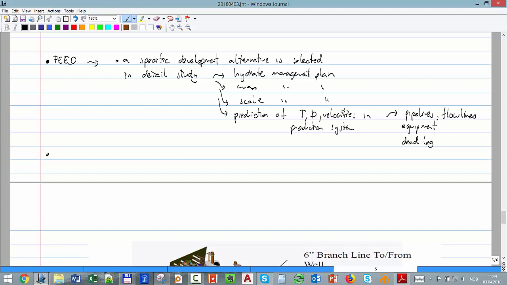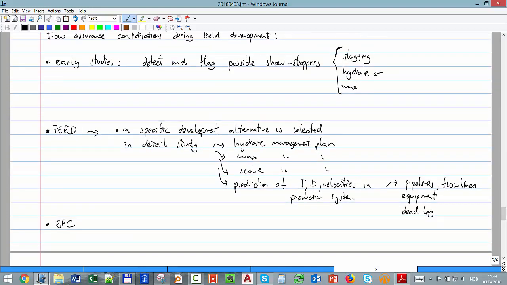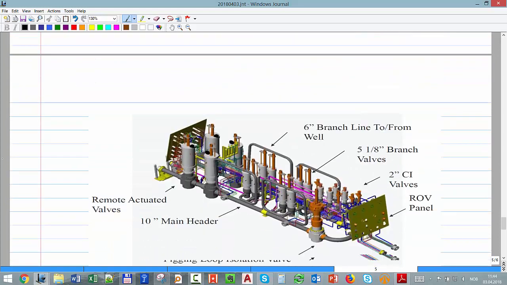Then we have the EPC, engineering, procurement, and construction, where we still have to define all of these. But the main strategy to deal with my flow assurance issues is defined during the PDO part, and during the FEED you define the dimensions and fine-tune all the details of your plan. Okay, so now we talk about the tools.